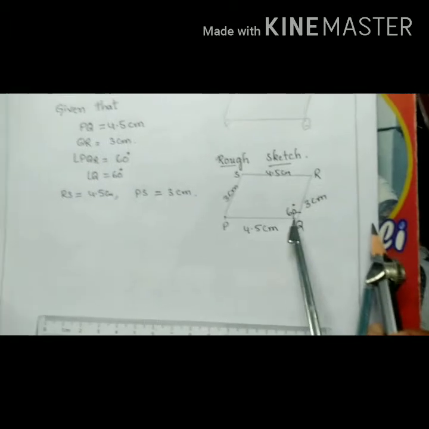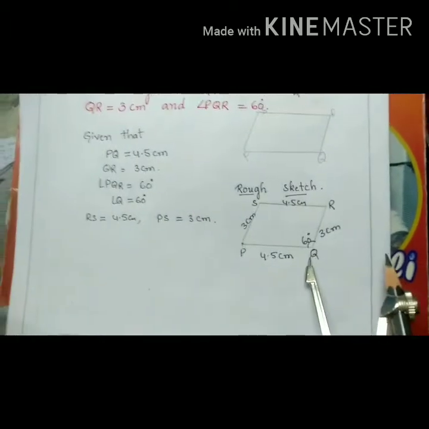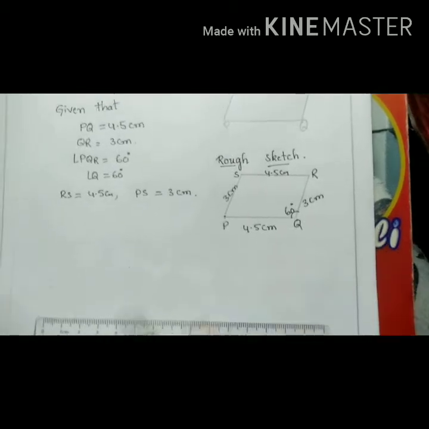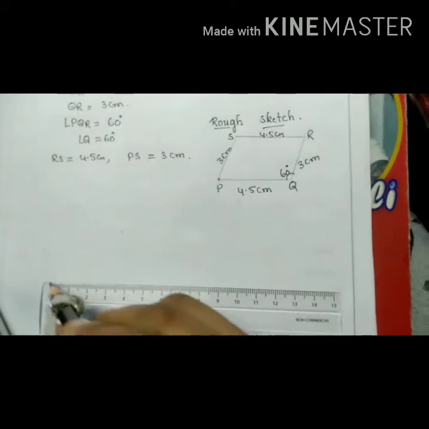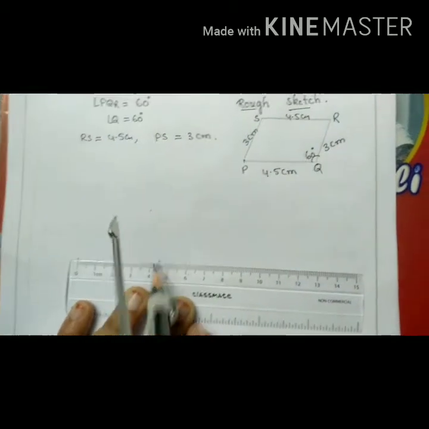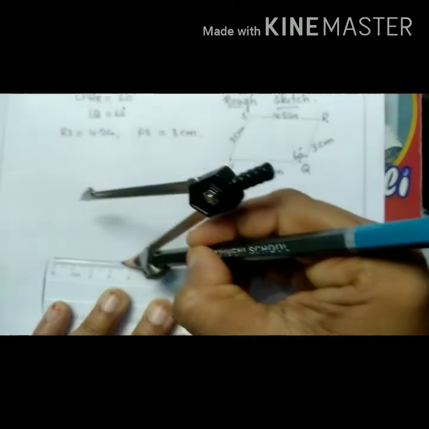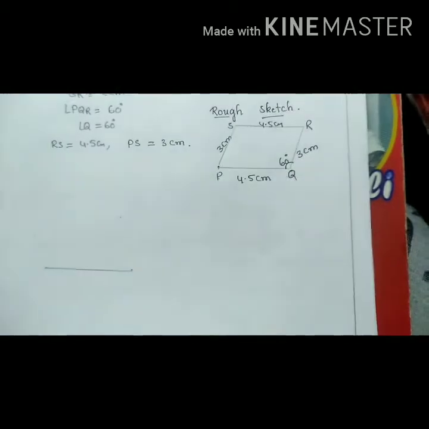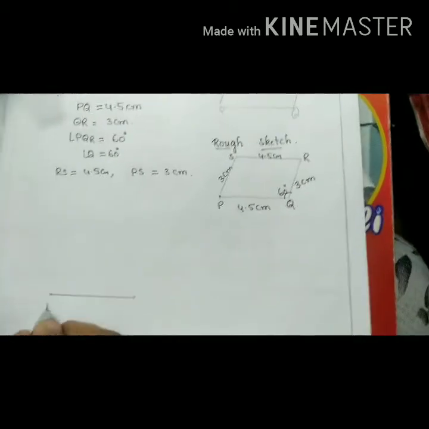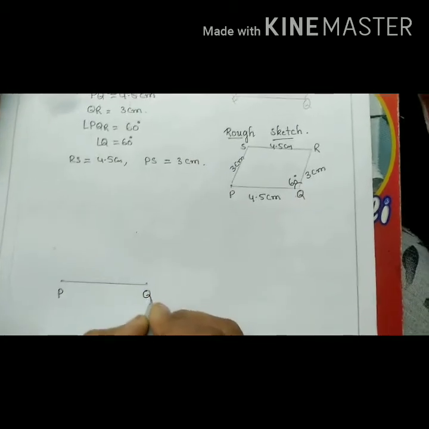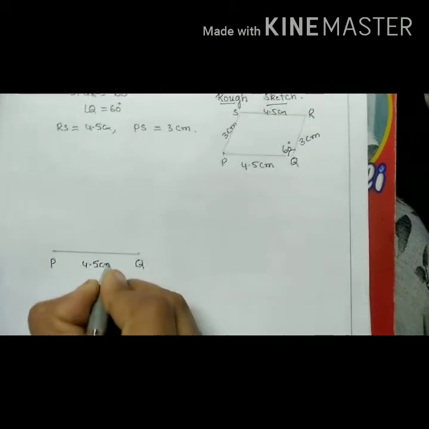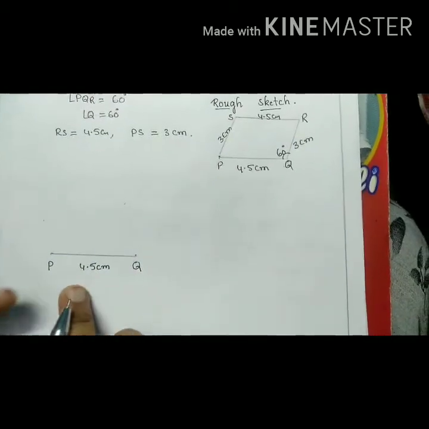Then the angle Q is also given here. Because of that, you have to take the side dimension of PQ, so the radius is 0 to 4.5. Then draw the line segment. So that is the point of PQ. Here the measurement mentioned is 4.5 centimeters. So it is the first step.